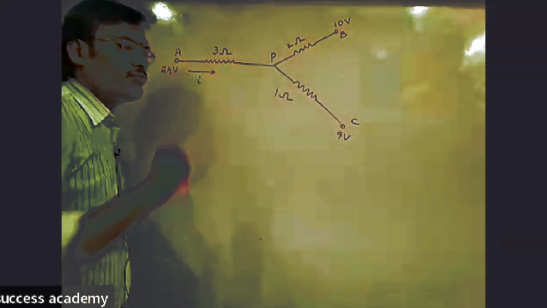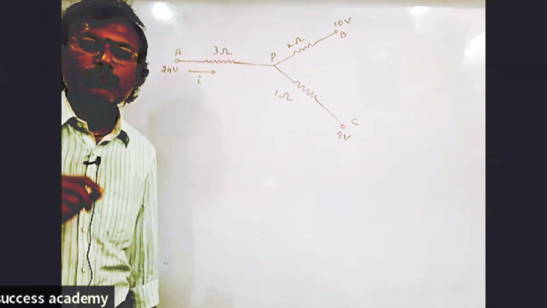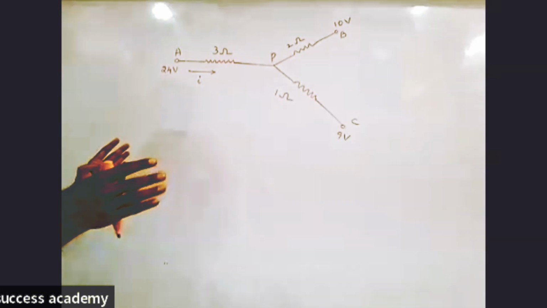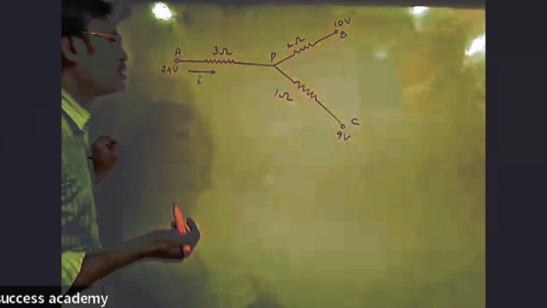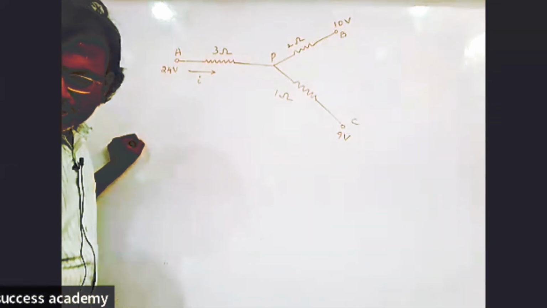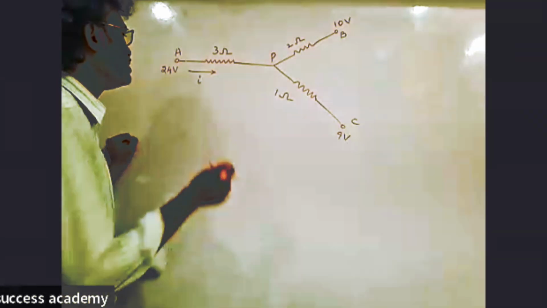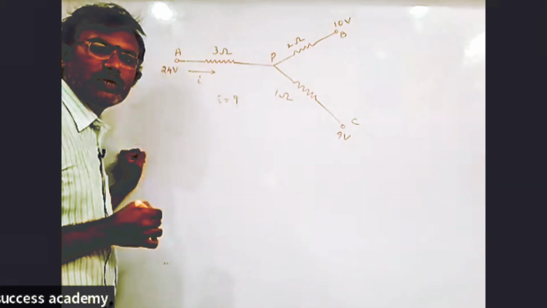This is another model. This problem is also related to the Kirchhoff's first law or junction law. Now observe carefully. Here the question is, in the circuit shown in the figure, the current I is, here we need to calculate the current I value. I is equal to question mark.